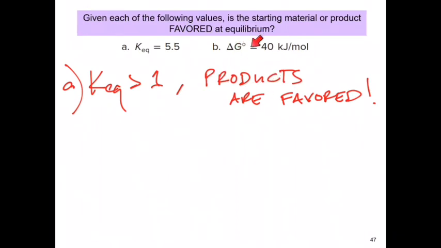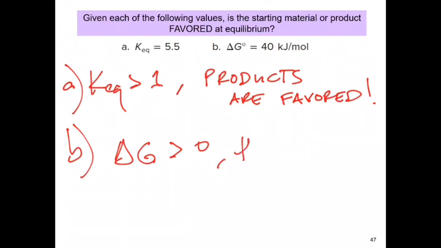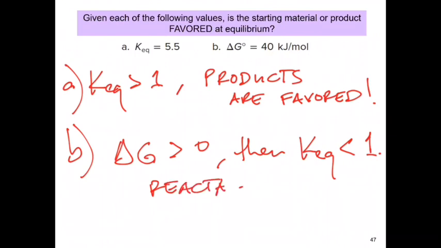And if delta G is a positive value, then that tells us that the reactants are being favored, because when delta G is a positive value, KEQ is less than 1. So again, if delta G is greater than 0, then KEQ must be less than 1. And if KEQ is less than 1, then the concentration of the reactants will be greater than the concentration of the products. So in that case, the formation of the reactants is favored.